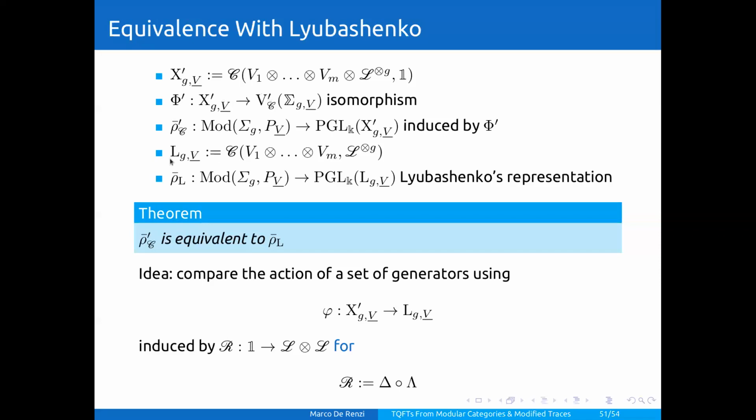Now, I also introduce a notation for Lyubashenko's vector space. So this is also a space of morphisms of the category C. And this is almost the same as this one, only the tensor power of the coend appears as a target instead of a source. And on this vector space, Lyubashenko constructed by hand a projective representation of this mapping class group. And by hand, I mean he really defined images for a set of generators for this mapping class group, and he verified painstakingly that this association satisfies all the necessary relations between generators of the mapping class group.